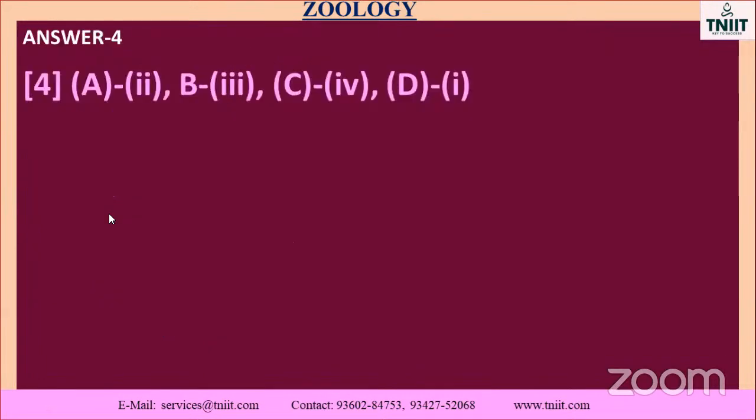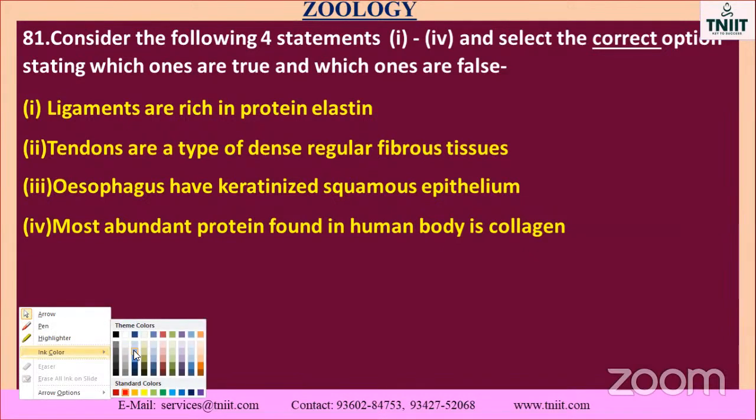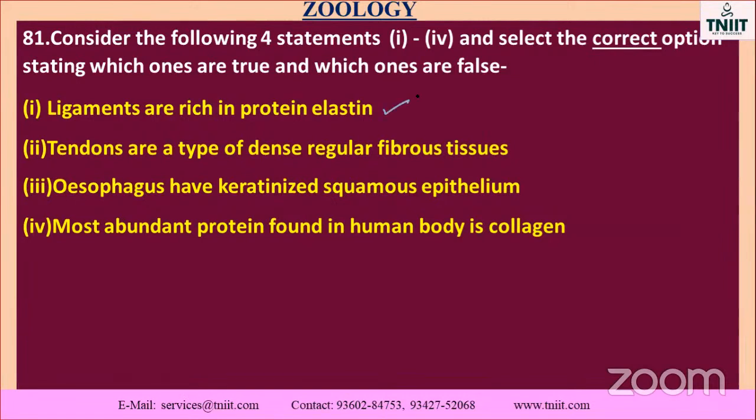Go to the next one. See this one. Consider the following four statements 1 to 4 and select the correct option stating which are true and which are false. Ligaments are rich in protein elastin. Yes. Tendons are a type of dense regular fibrous tissue. Yes.